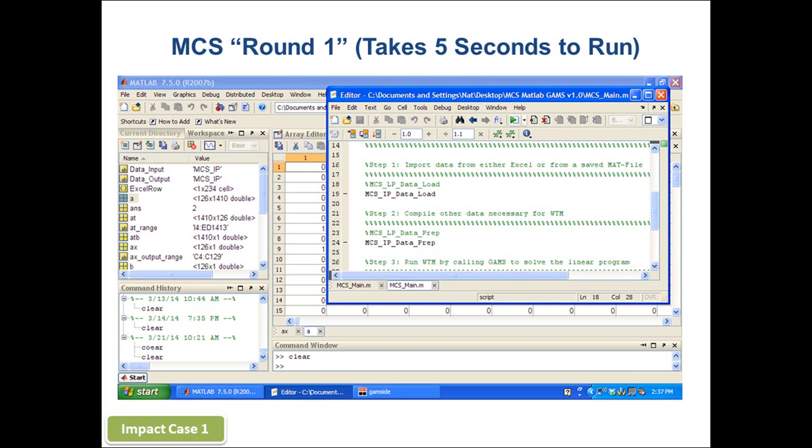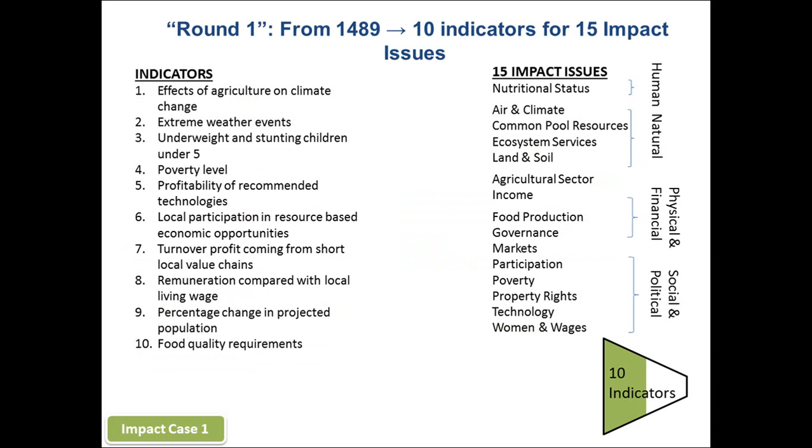So if we run this tool for our network of 1,489 indicators linked to 15 impact issues for groundnuts in northern Nigeria, we find that the algorithm identifies 10 indicators that can be used to represent all 15 integrated issues and their components. So right away, this example shows the power of this tool, which is able to reduce the number of indicators by an order of magnitude. And for users who have limited time and resources, this indicator set has quickly become very manageable.